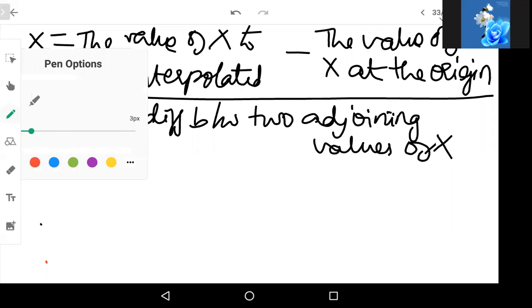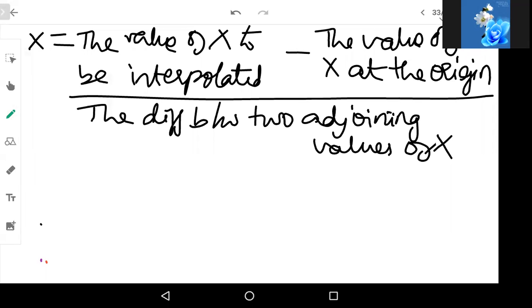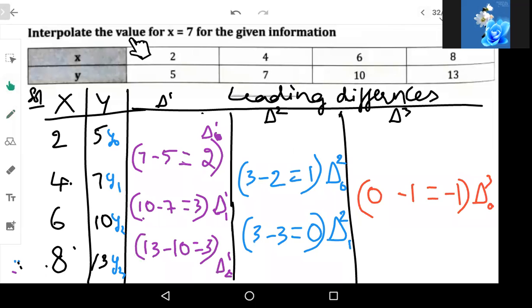Now let us see what all this means. The value of x to be interpolated: if you see the question, they have asked us to interpolate x is equal to 7. So the value of x which is to be interpolated is 7.